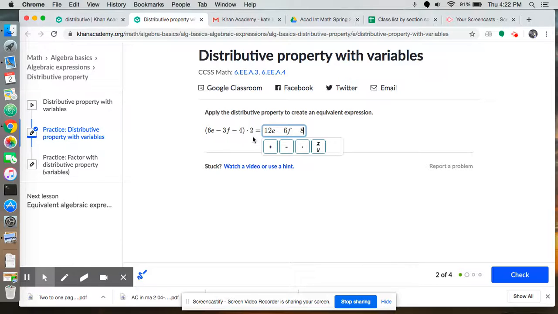The language we use is that we say 2 times each of these is because we did 2 distributed to each of the terms inside the parentheses.